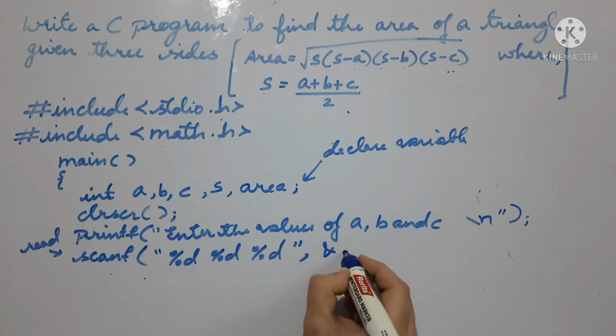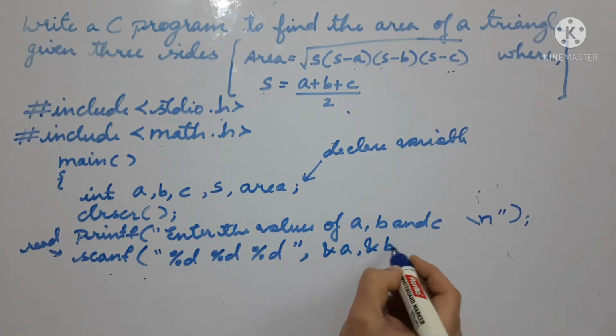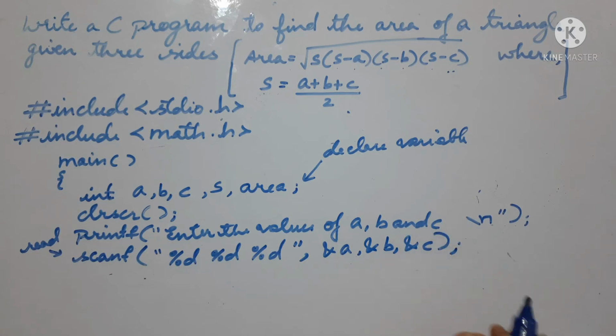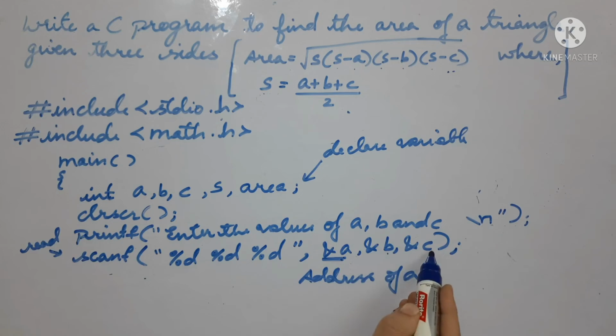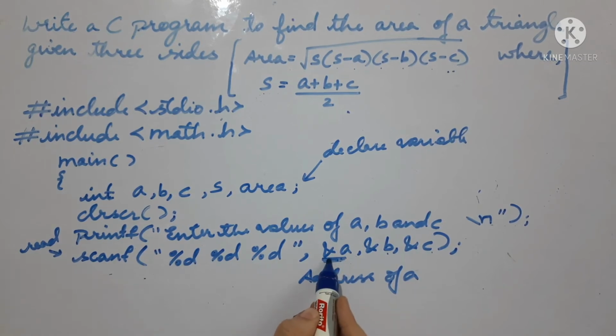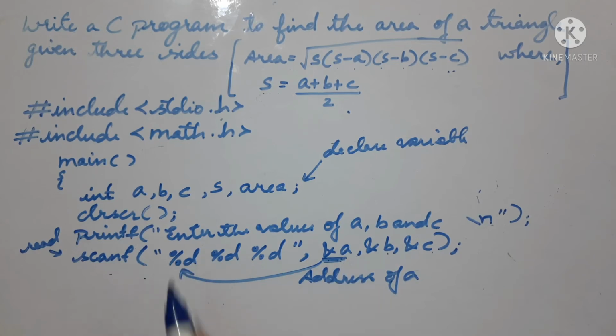Now I have to mention &A and &B and &C. So this &A represents the address of the value A, &B represents the address of B, and the address of C. So these are the addresses. Why are we taking the addresses? Because this address will represent the value. Whatever is stored in the address of A will represent this. Now for your clear understanding, see, whenever I declare integer A, what will happen?